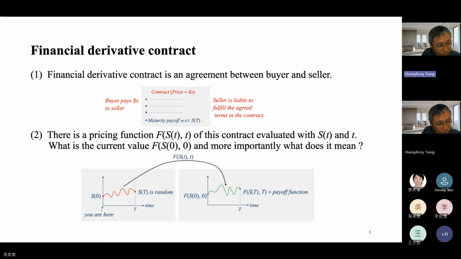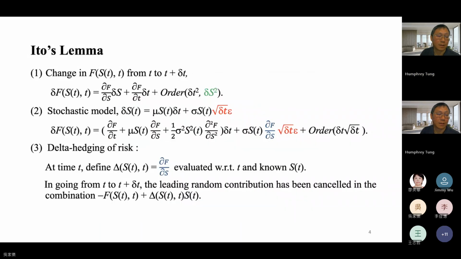If both sides see uncertainty, because the underlying asset will undergo a random walk, and presumably there's a function evaluated according to what you see regarding the underlying asset price, it also undergoes a random walk. Then if both parties see uncertainty, why does this price actually make sense, in particular to the seller? Next slide, please.